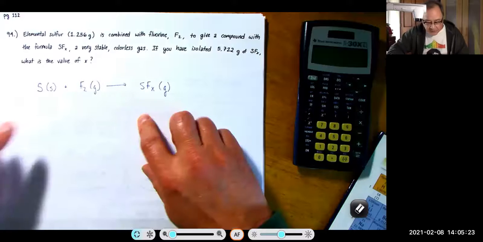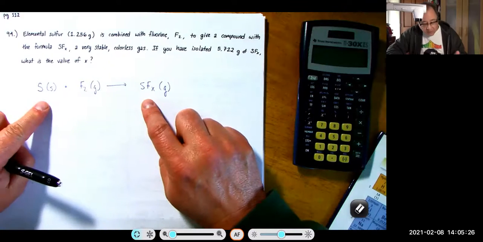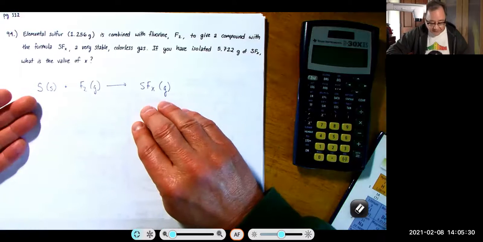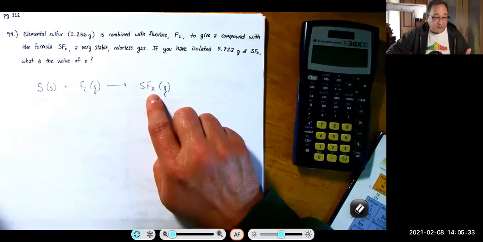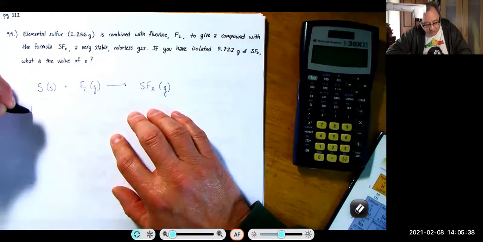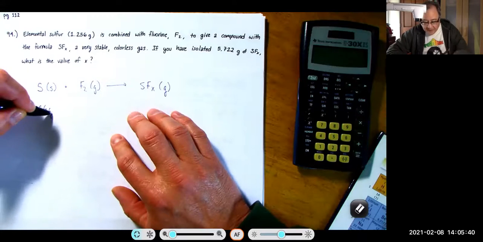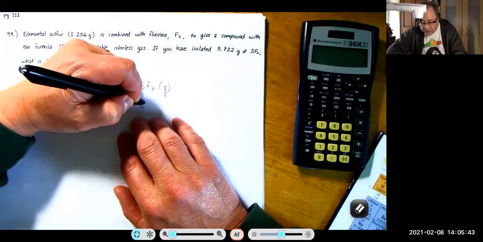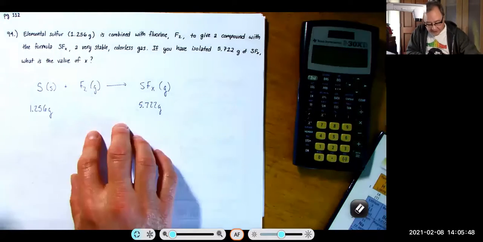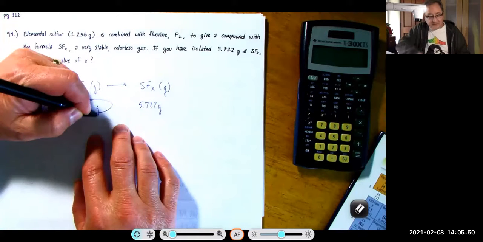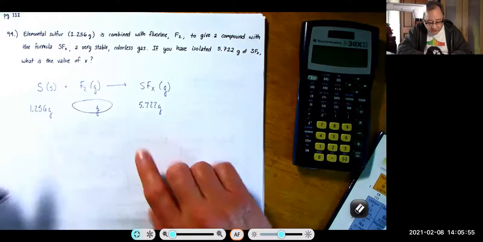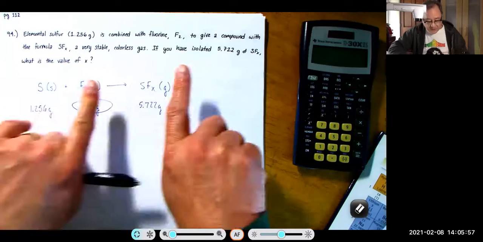Now, this is not supposed to be a balanced chemical reaction. I'm not worried about that, because I know you've taken chemistry before, so you know about balancing reactions. Well, if we don't know X, we can't really balance the reaction right now. We start off with 1.256 grams of this sulfur, and we end up with 5.722 grams of SFX. So how many grams of fluorine are there? And remember, the mass that we start with has to equal the mass that we end with.